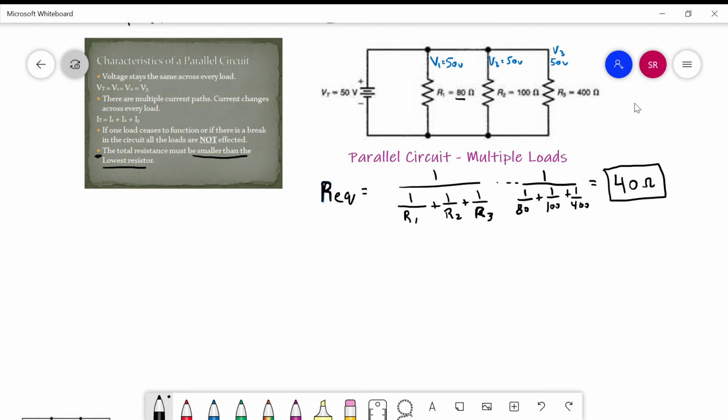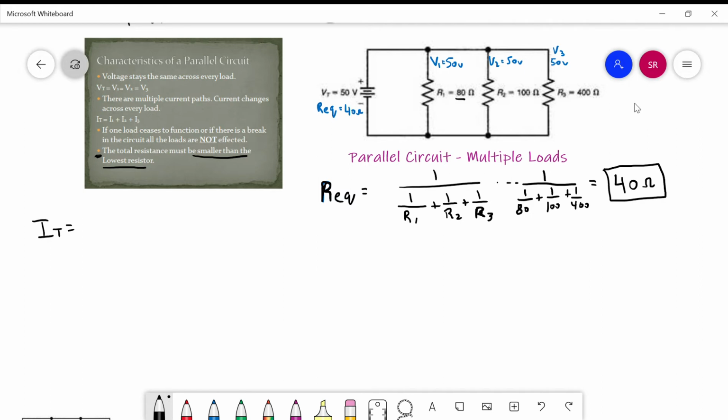Let's move on. Let's find the currents, shall we? We have all the voltages labeled, and we have all the resistors there already. So let's find the current. Let's find IT first. Well, before we do that, what should we do? We should label my REQ here. My REQ is 40 ohms.